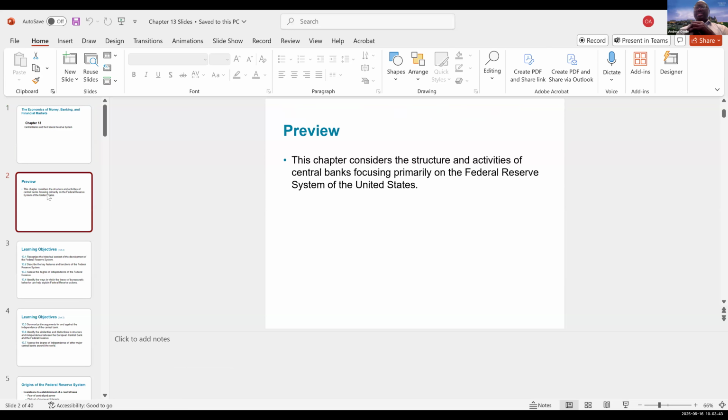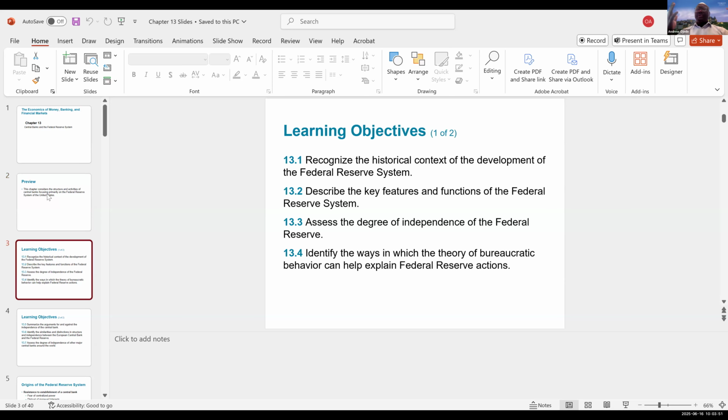So this chapter is going to consider the structure and activities of central banks, focusing primarily on the Federal Reserve System of the United States. So we're going to have a few learning objectives here. We're going to recognize the historical context of the development of the Federal Reserve System. What you're going to learn here is that the United States Federal Reserve is not the oldest central bank in the world. Actually, the Fed was created way late in the game.